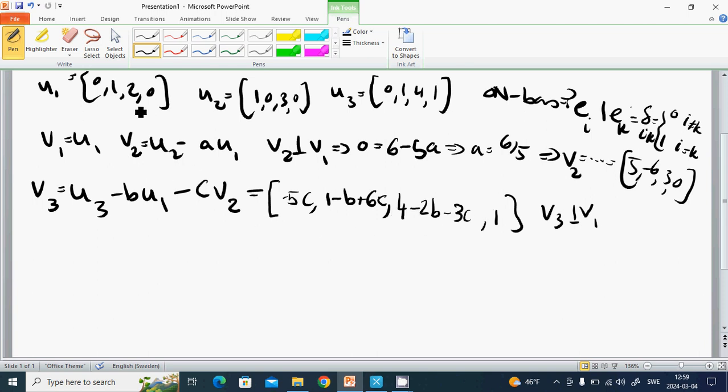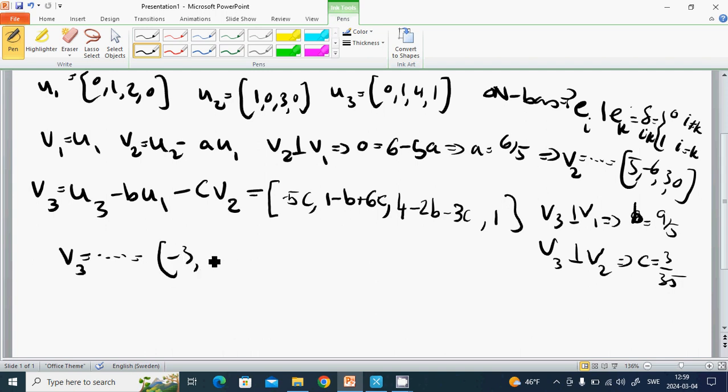And we are going to tell that v3 is perpendicular to v1, the sum of these is 0, which gives us b equals 9 divided by 5, and v3 perpendicular to v2 gives c equals 3 divided by 35. We put it in, and v3 gives us (-3, -2, 1, 7). These three vectors v1, v2, v3 are perpendicular, orthogonal vectors in the basis.